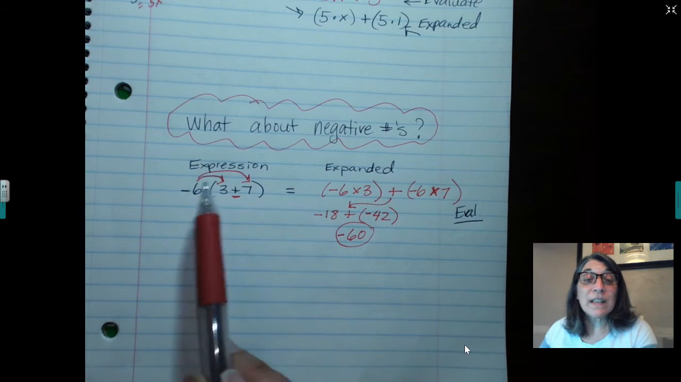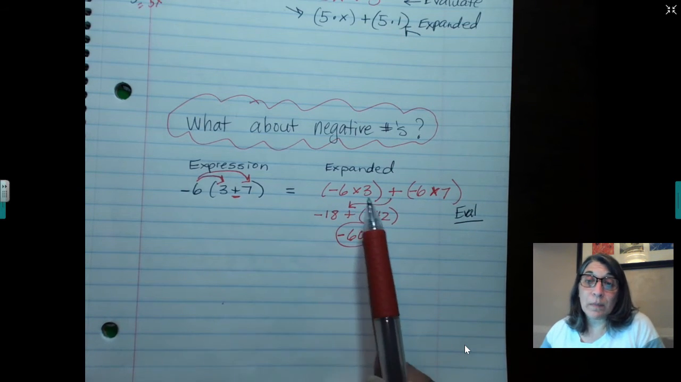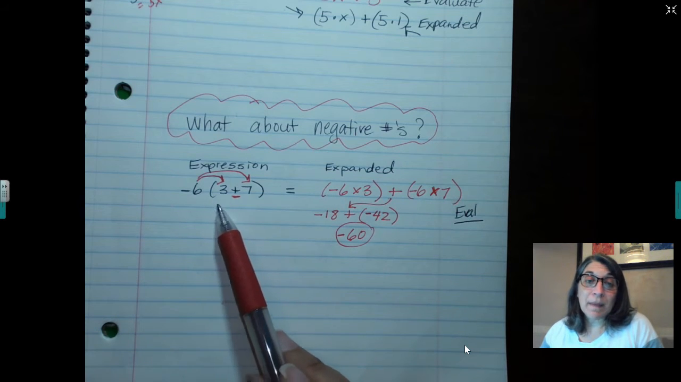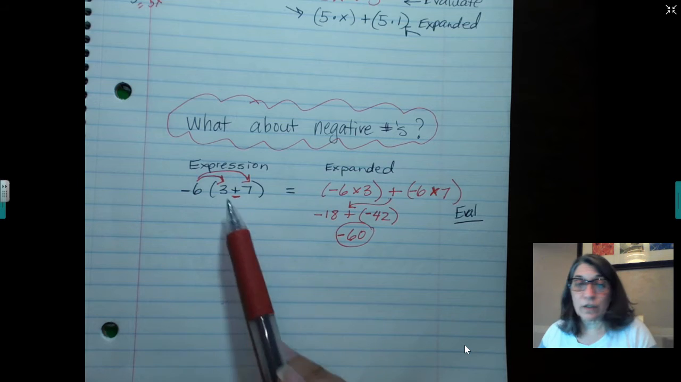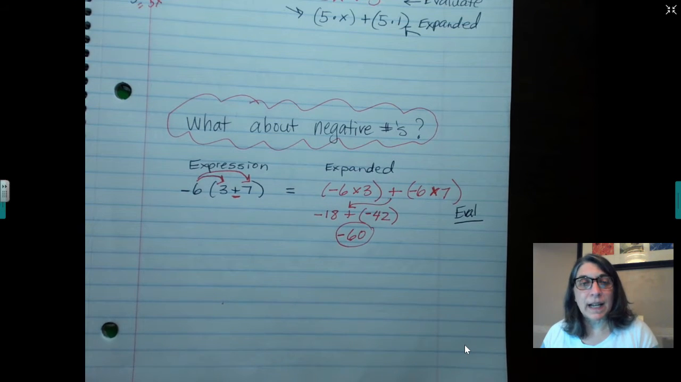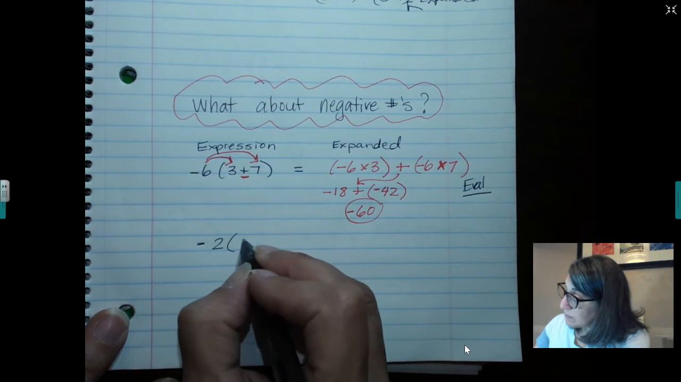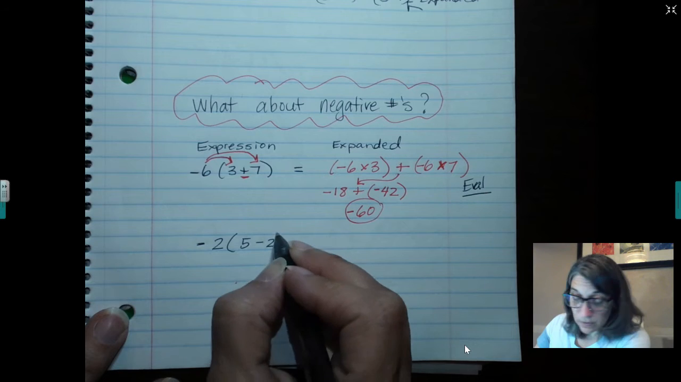So these are great because you can actually check your work and make sure you expanded it properly, if you can come up with the same answer of just using regular order of operations. So that's kind of nice. Let's try another one with negative numbers. Let's do negative 2 times 5 minus 2.